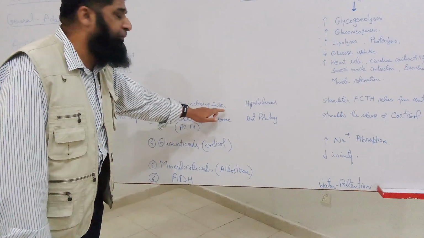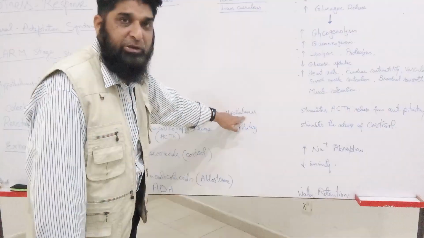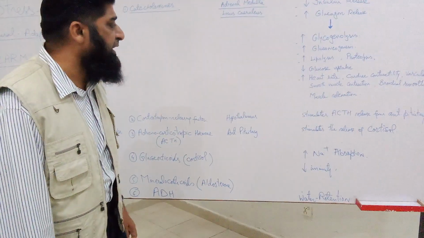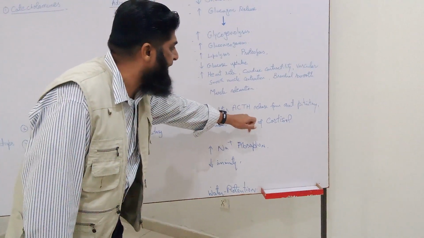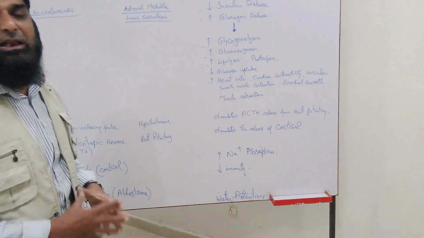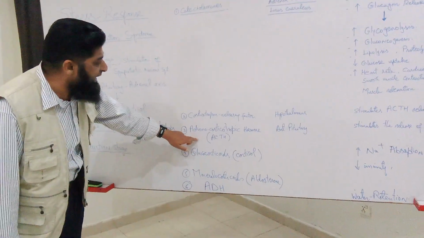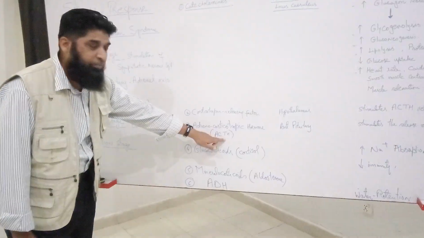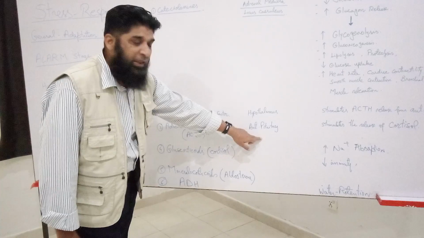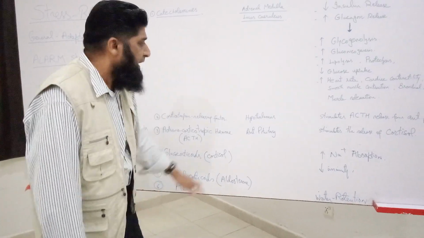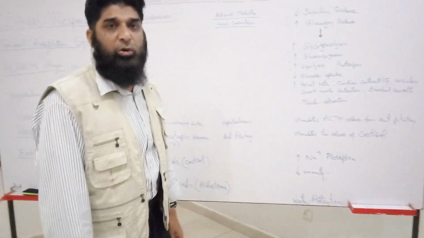Now, second important hormone is corticotropin releasing factor by hypothalamus. This results in increased release of ACTH from anterior pituitary gland. It leads to increased release of cortisol hormone.